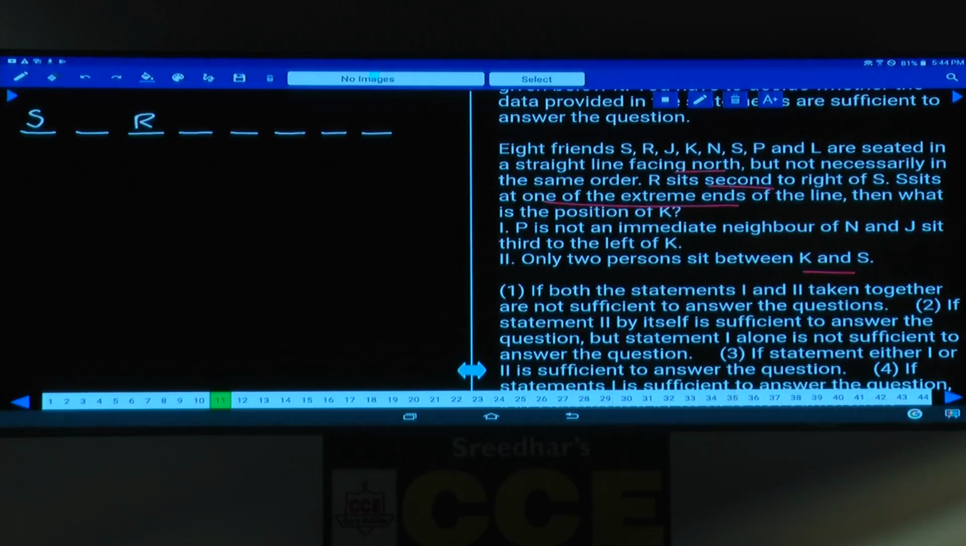And P is not an immediate neighbor of N. P and N are not immediate neighbors to each other. And J sits third to the left of K. Only 2 persons between K and S. As only 2 persons are between K and S, where should K be? K must be here.